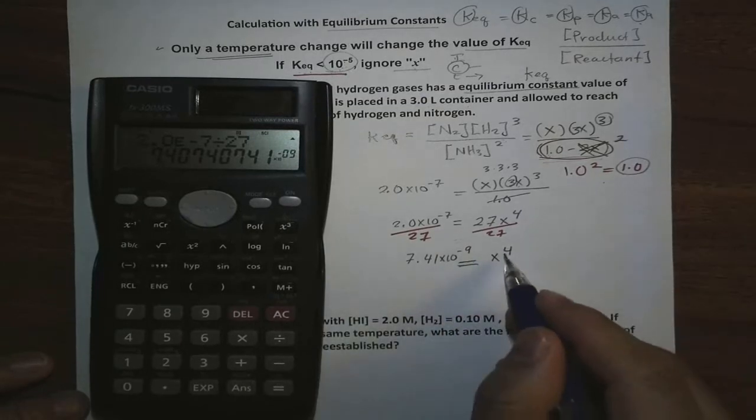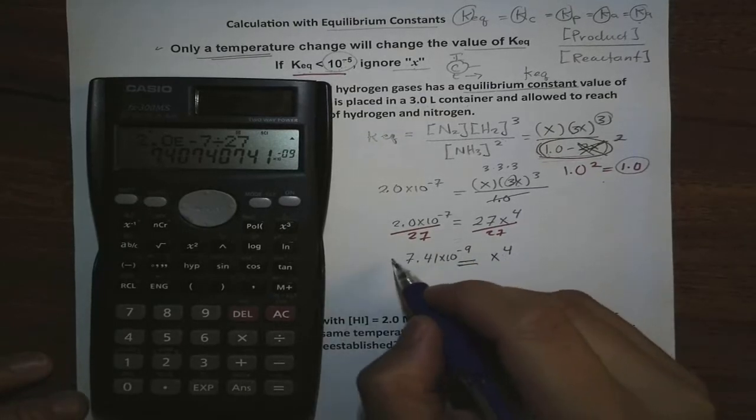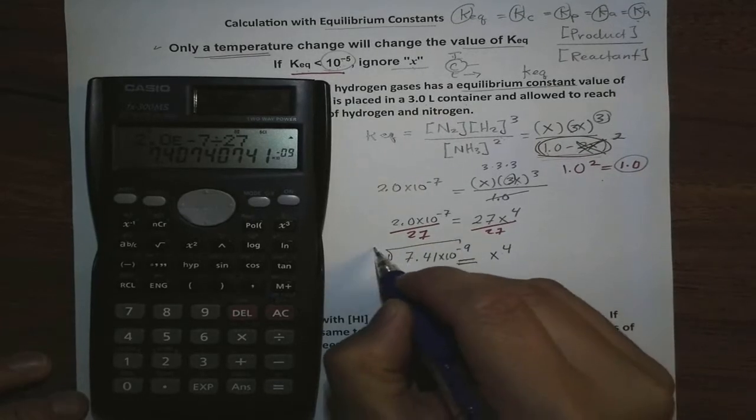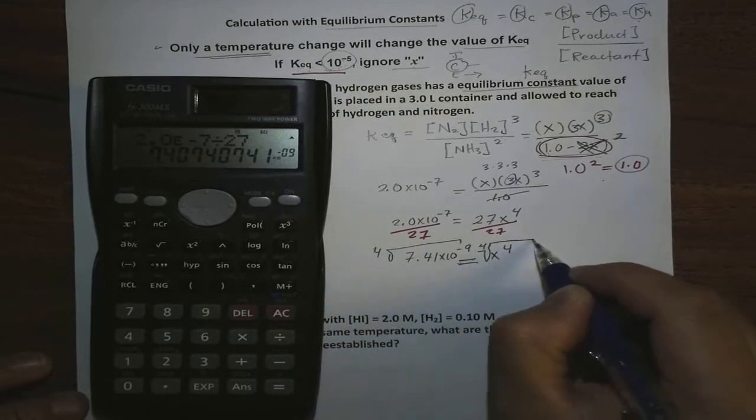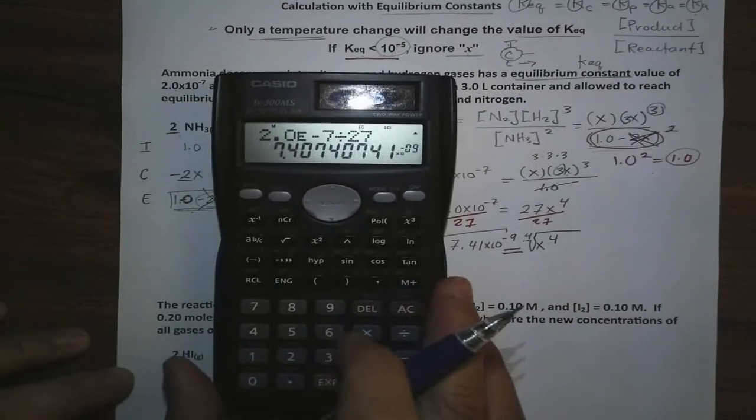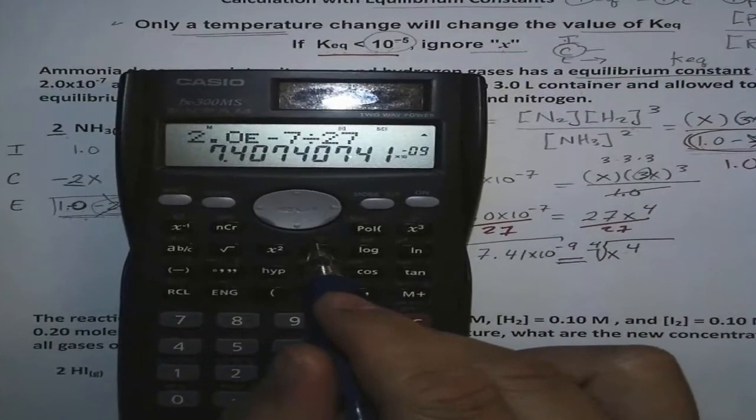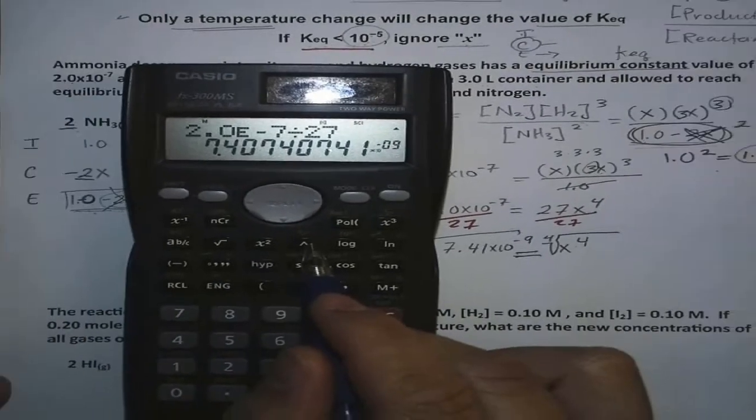And how do you get rid of this x to the 4th power? Very easy. We take the 4th root of both sides. The 4th root of x to the 4th right there, and the same thing over here. And the function in the calculator is right here. So right there you have x to the something that looks somewhat like the square root.